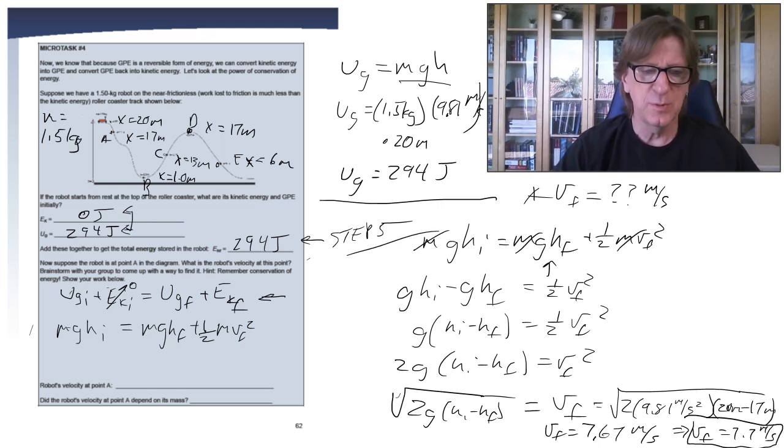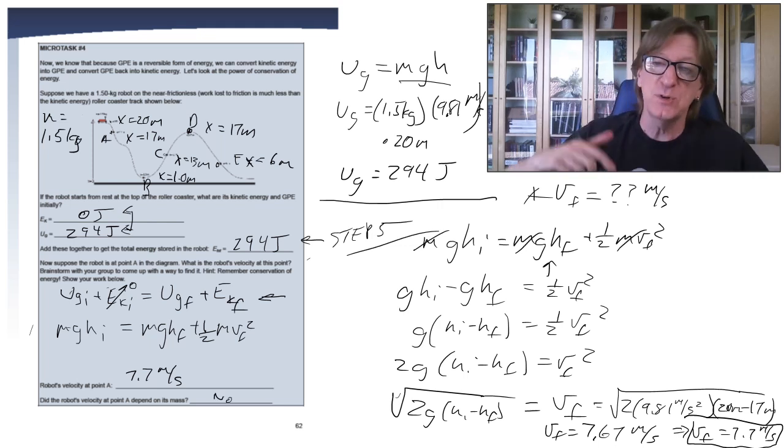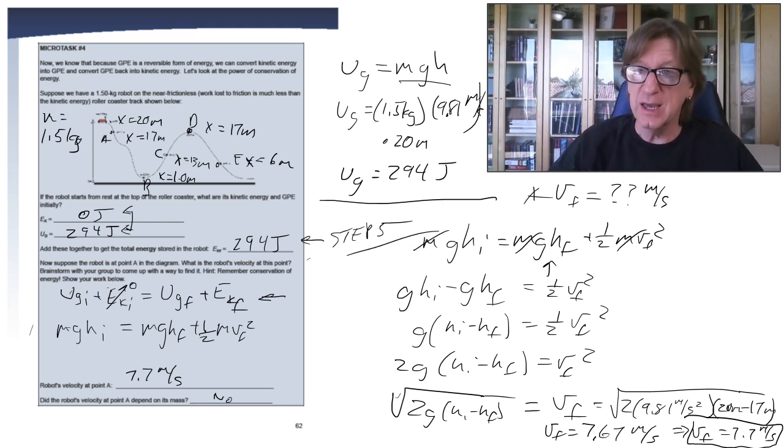And so we'll put that here, 7.7 meters per second. And did the velocity depend upon the mass? No, actually it does not matter in the slightest. All right. Now, if we had done this with kinematics, if I were just falling straight down, I would get a very similar result. And we'll do that kind of thing later.